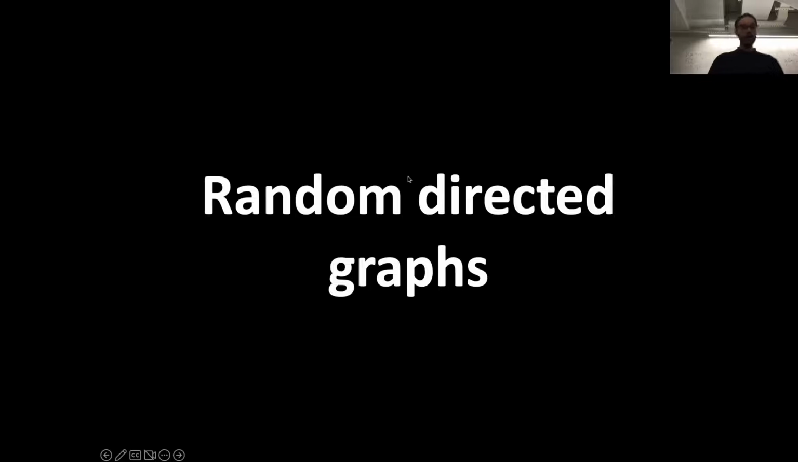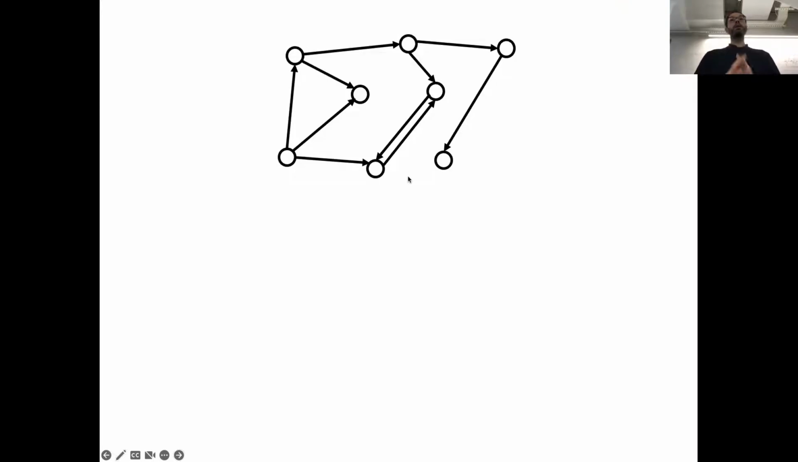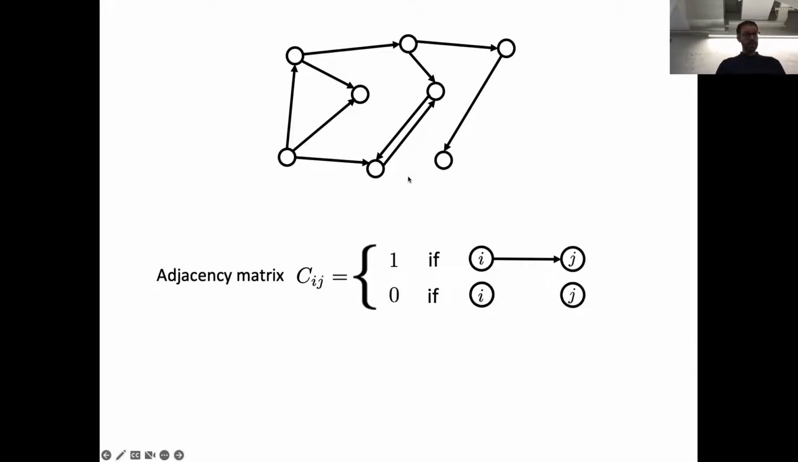Yes, so the first part is about random directed graphs. The problem here is fairly simple to explain. Suppose you have a graph which is directed. So it's a bunch of nodes connected by directed edges. Then we can represent this by a matrix, which is a table of numbers. If there is a directed edge, we go to 1. If there's not, we go to 0. That's called the adjacency matrix, representing the graph structure.